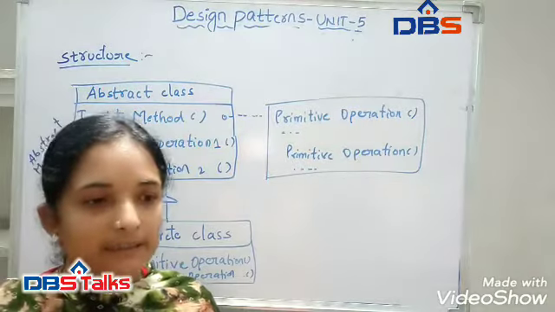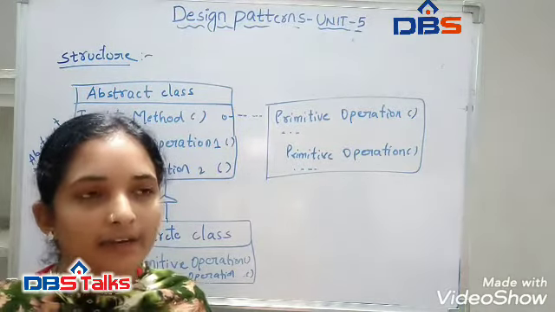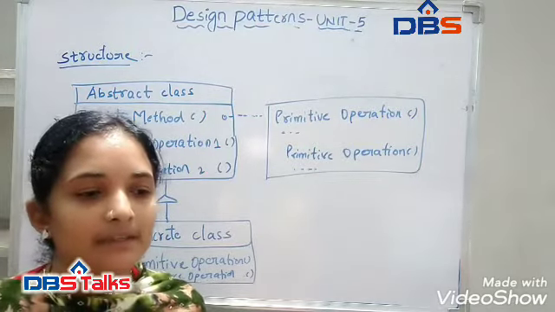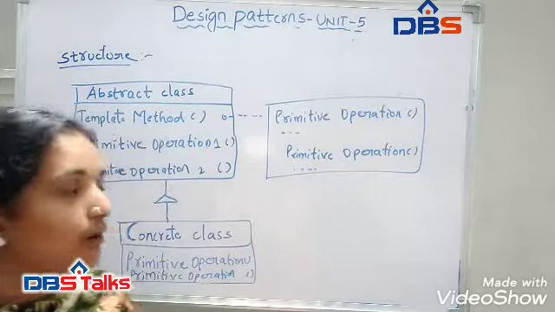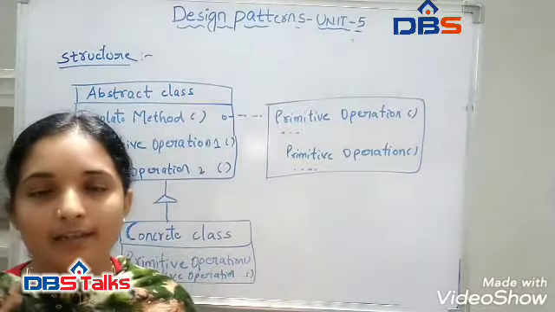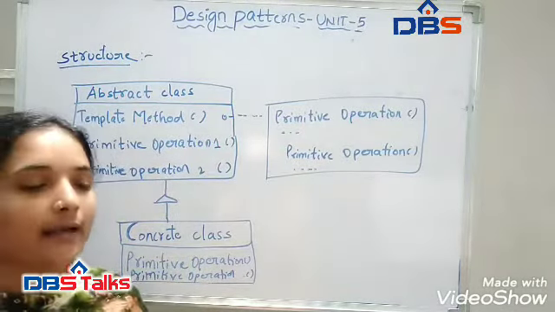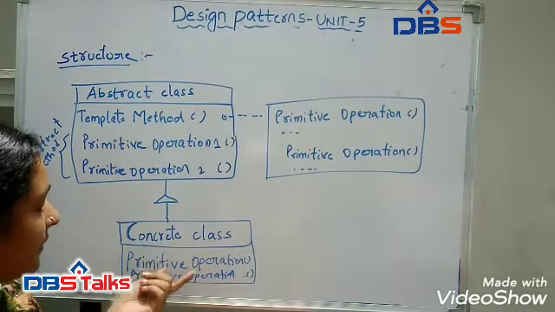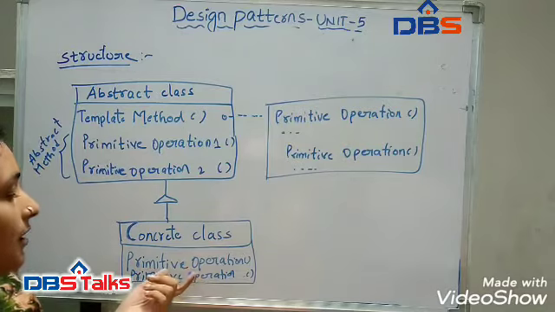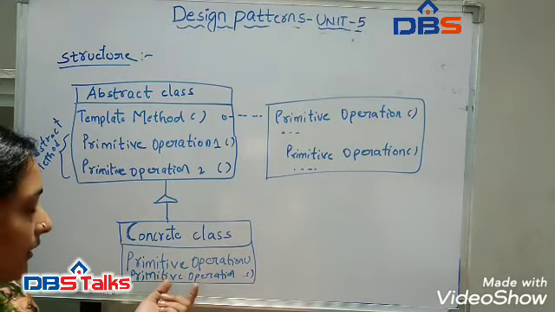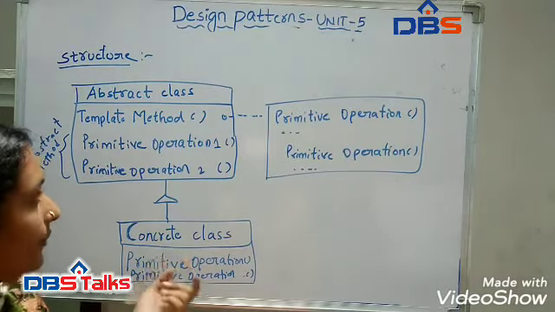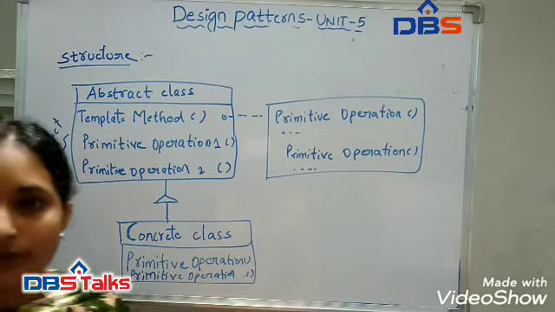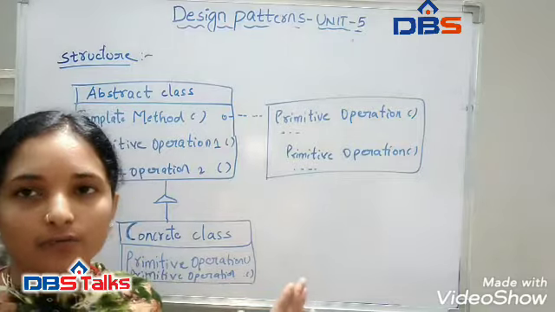In this template method, it defines what kind of sequence will be given in order to achieve a common functionality. That is called the template method. And here we have a concrete class. In this concrete class we implement the abstract methods. It means it inherits the operations from the abstract class, that is primitive operation 1 and primitive operation 2. And this is the working of this structure.